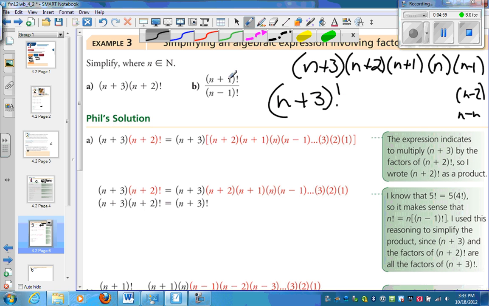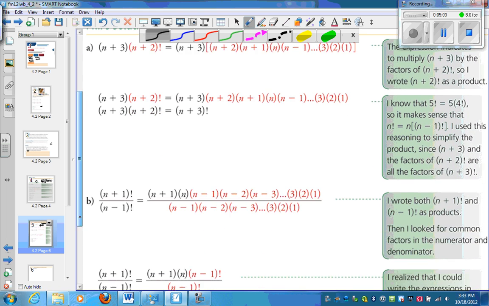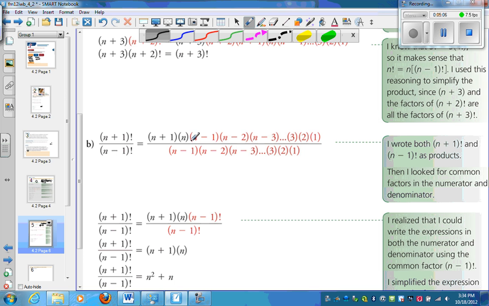Okay, this one as well, n plus 1 divided by n minus 1. I'll show you what they do in this one. So that's n plus 1 times n. We keep going down by 1. So notice on the bottom is n minus 1, n minus 2. All of these factors are going to cancel out, and I'm left with just n times n plus 1.